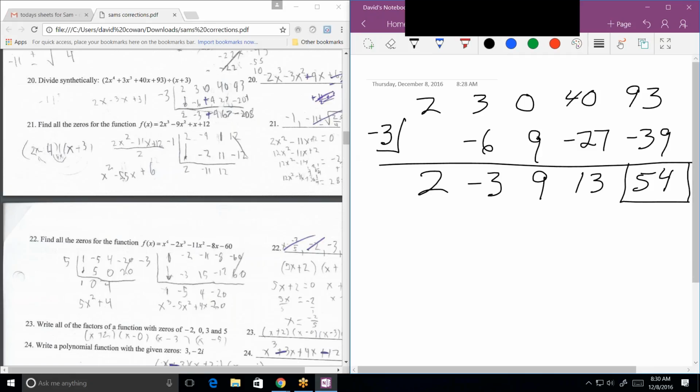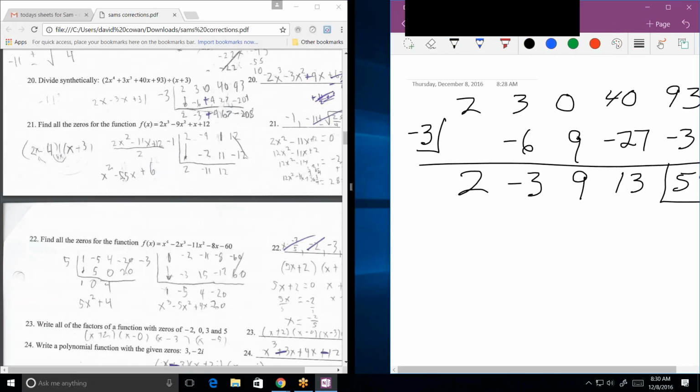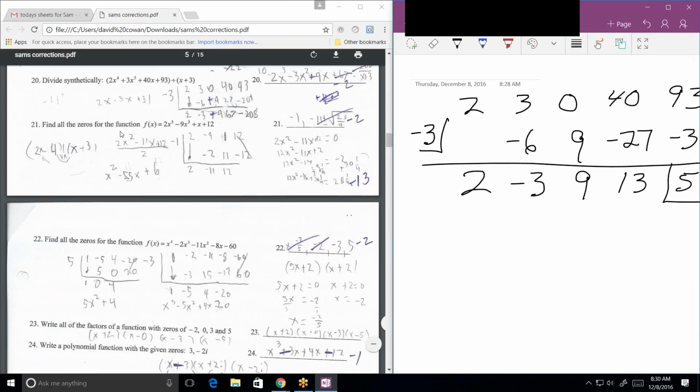What next? I can't see if 21 you lost any points on or not. Yeah, you did. Okay.